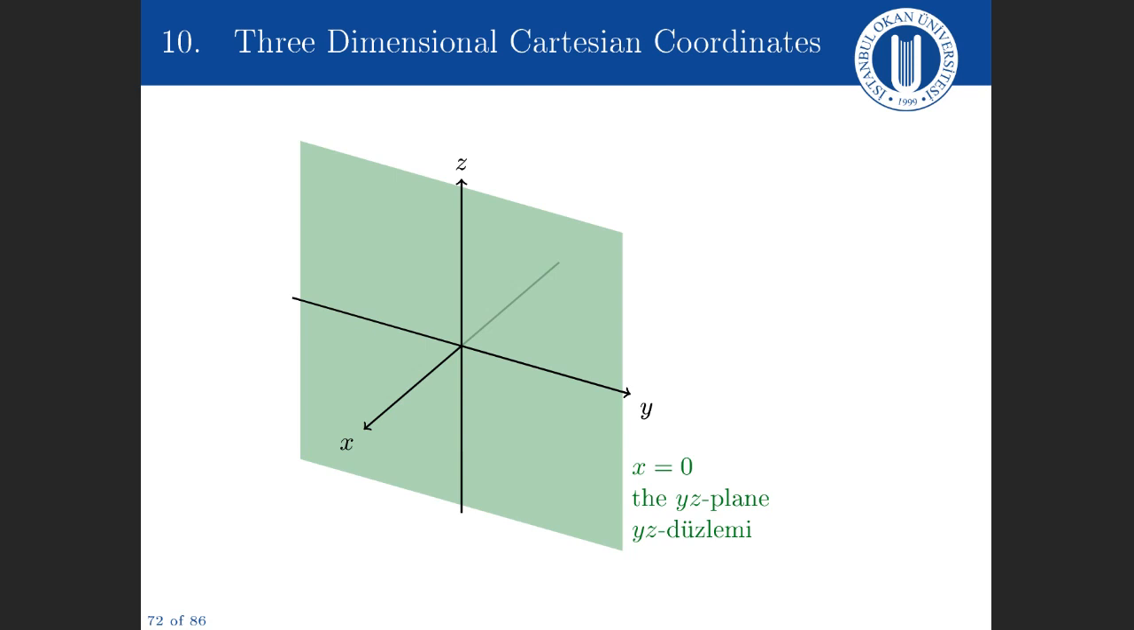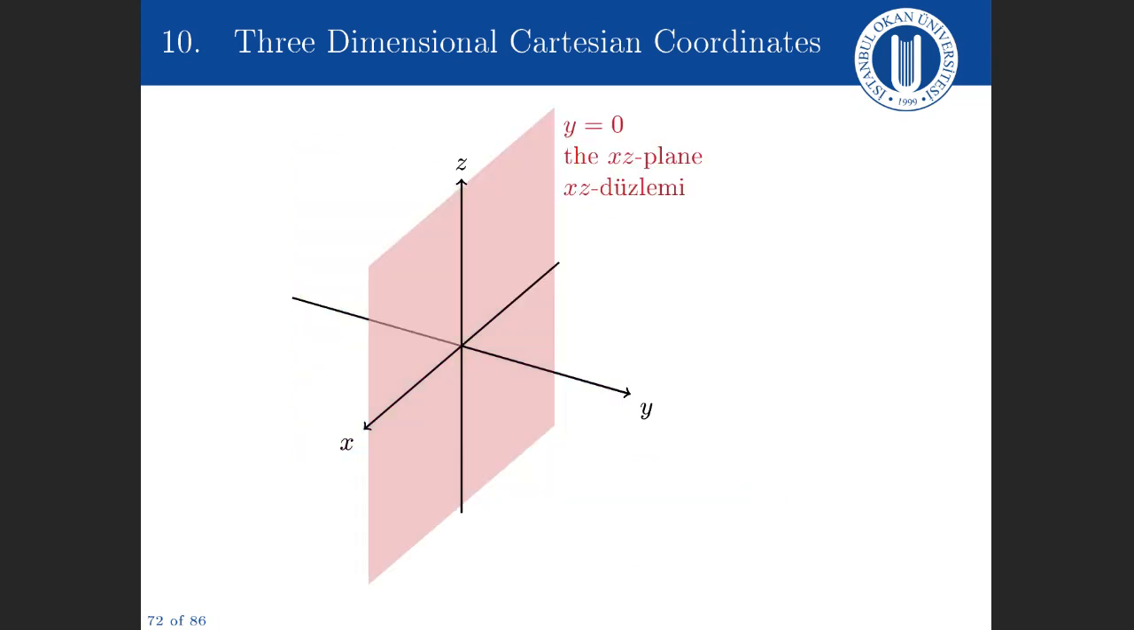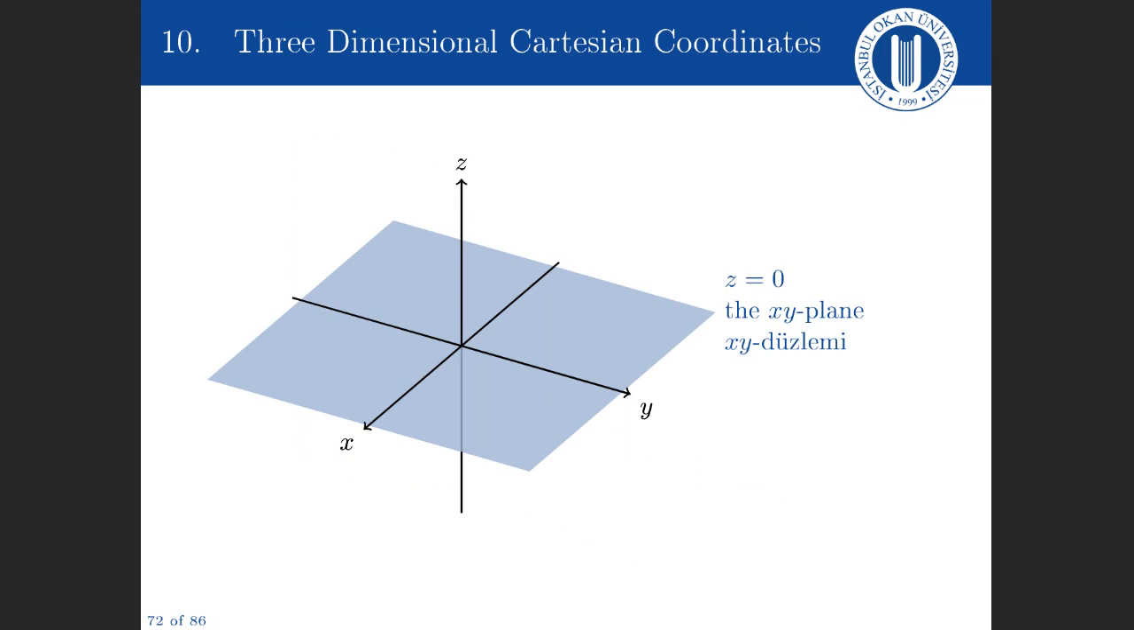If we set x equal to 0, and we let y and z be any numbers, we would get this plane, the y-z plane. Instead, we could say, what happens if we say that y must be 0, but x and z could be any numbers? We get this plane. This is called the xz plane. If we insist that z must be 0, we get the xy plane. We put them all together.